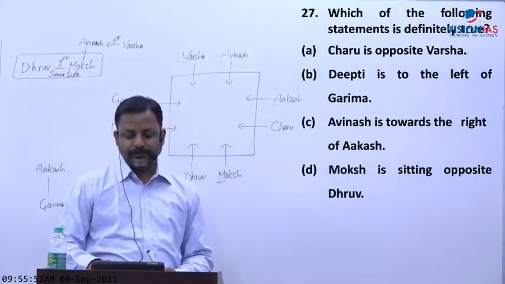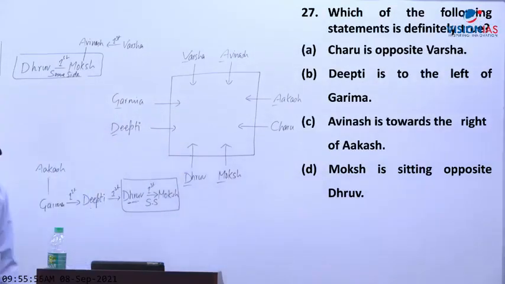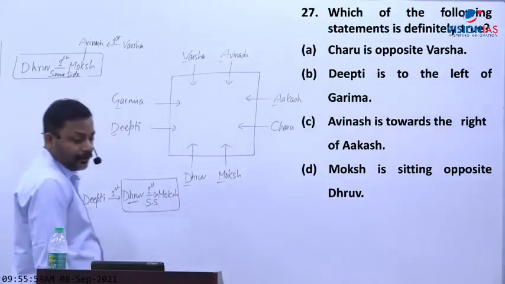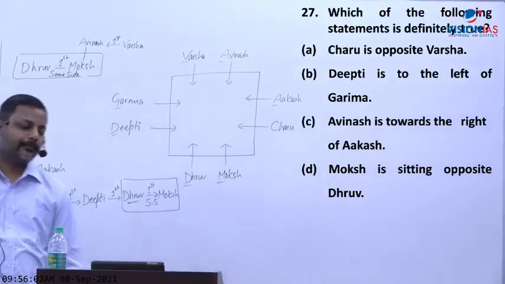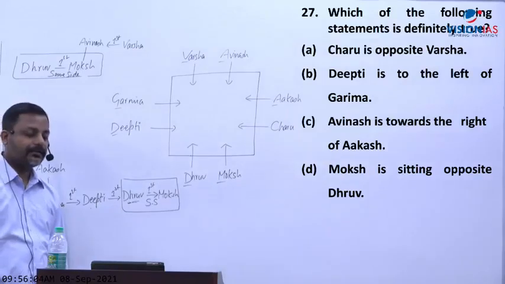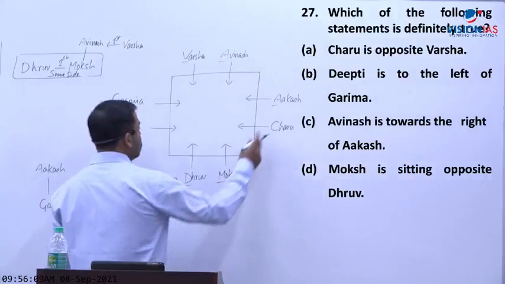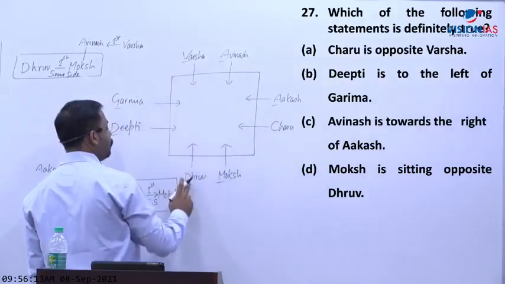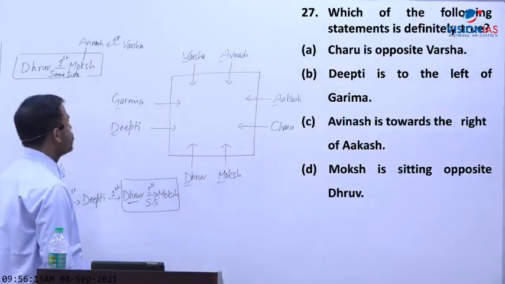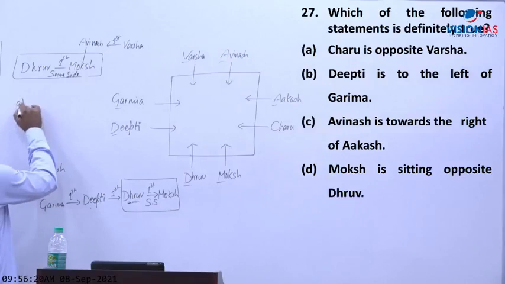So now, let's try to find the answer of the questions. Question number 1. Which of the following statements is definitely true? First point is, Charu is opposite Varsha. Can we say that Charu and Varsha are opposite? No. Opposite to Varsha, Dhruv is there. So Charu and Varsha are not opposite. Means the first option is incorrect.